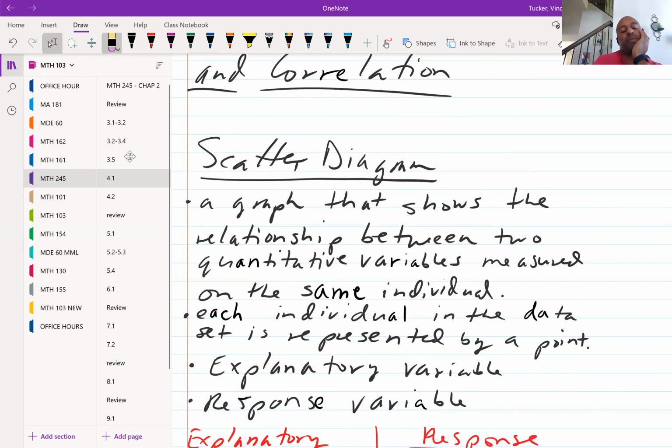So when plotting our scatter diagrams, we'll have two types of variables, your explanatory variable and your response variable. We'll talk about the difference between the two in a second.